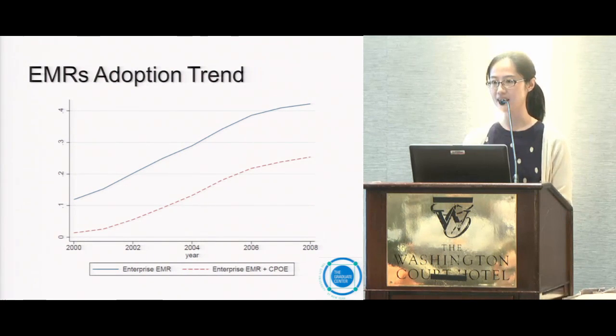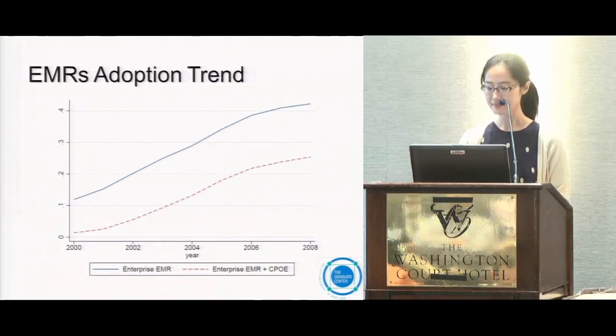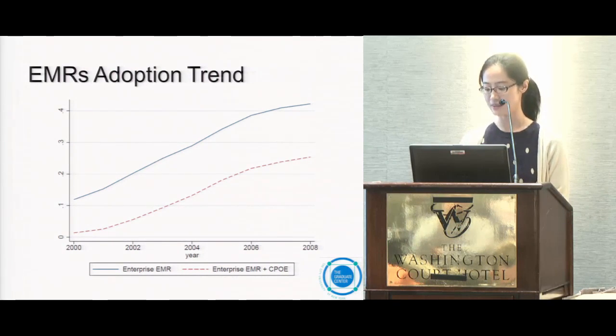On the trend in EMR adoption, I have two measurements of the EMR. One is the enterprise EMR system. The other one is the EMR system plus the CPOE. The CPOE added on to the EMR system obviously has much lower adoption rates over time, and the rate shown here is consistent with the results that have been found in previous literature. By the end of 2008, the hospitals that are adopting both the EMR system and the CPOE system are about 27 to 28%.